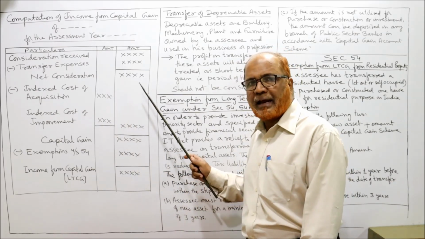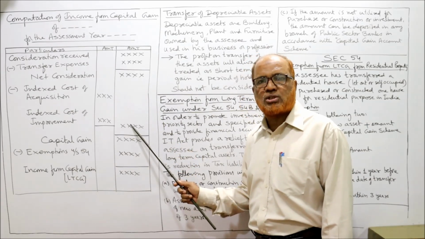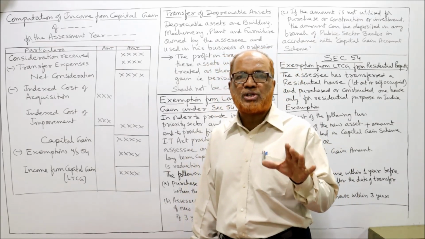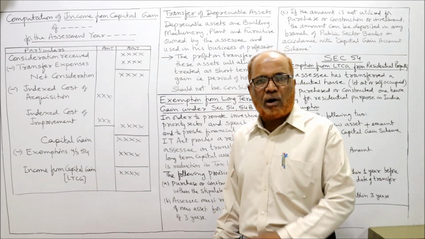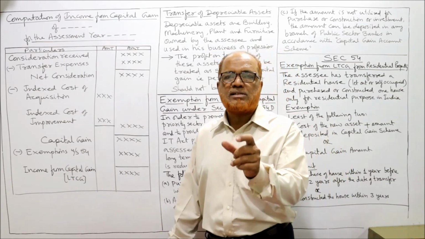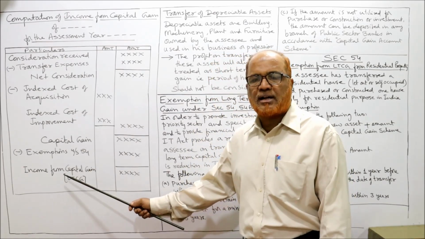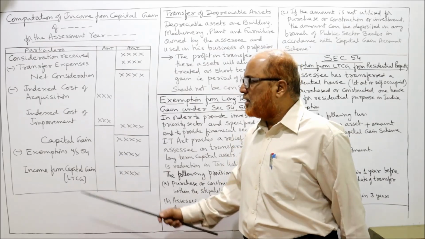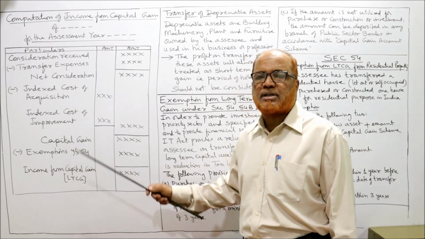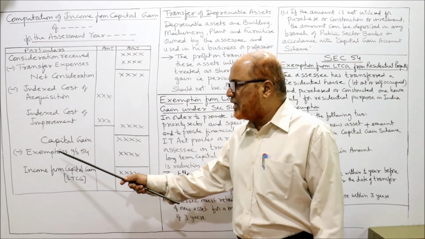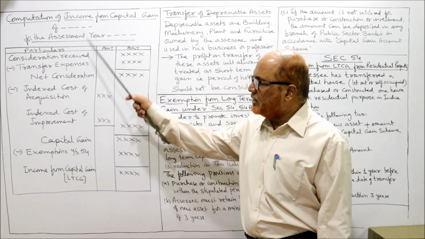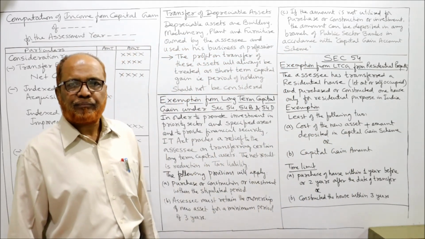So add up both indexed cost of acquisition and indexed cost of improvement, if any. Then take the total in the outer column and subtract. Net consideration minus this indexed cost, then we get capital gain. From capital gain, we deduct any exemptions available under section 54. Now I am going to explain what the exemptions are and when they will be allowed. Everybody will not get them, only on satisfying some conditions. If there are no exemptions available, then this capital gain itself will become the income from capital gain. So deduct the exemptions under section 54, and we get income from capital gain, LTCG, long-term capital gain. This is the format of computing the income from capital gain.